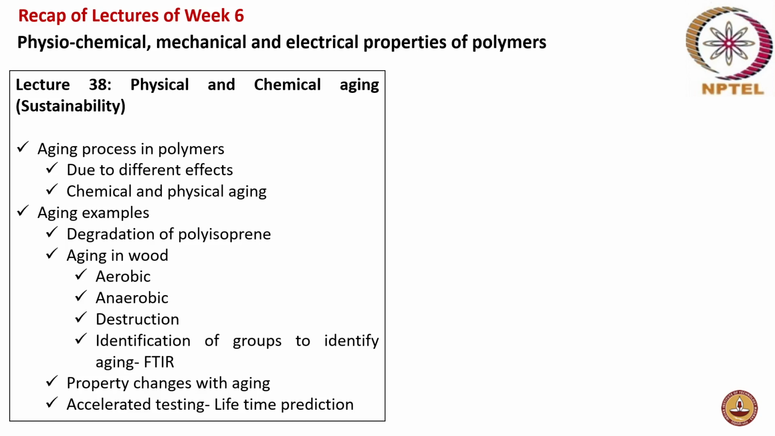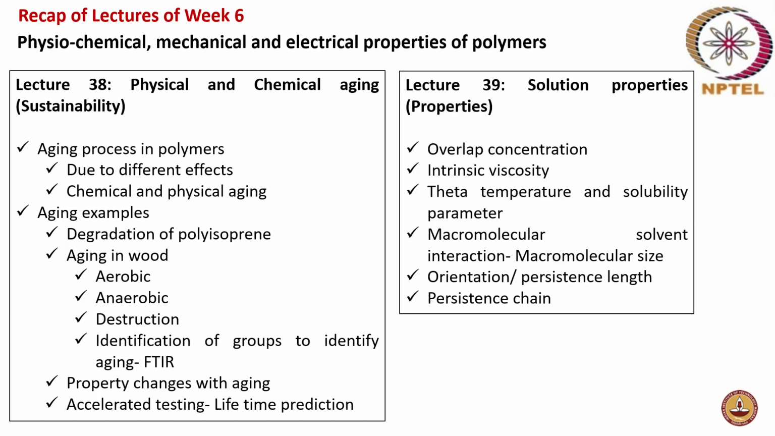Because for example, if your service life is going to be 40 years, how does the material behavior change over 40 years of time? You cannot do the testing keeping the sample for 40 years. So you do some accelerated testing where you give some stringent conditions, as we saw in the time temperature superposition. Similarly, by giving some stringent conditions, you can superimpose and then find out what will be the actual service life of the polymer. And then the next lecture was on solution properties.